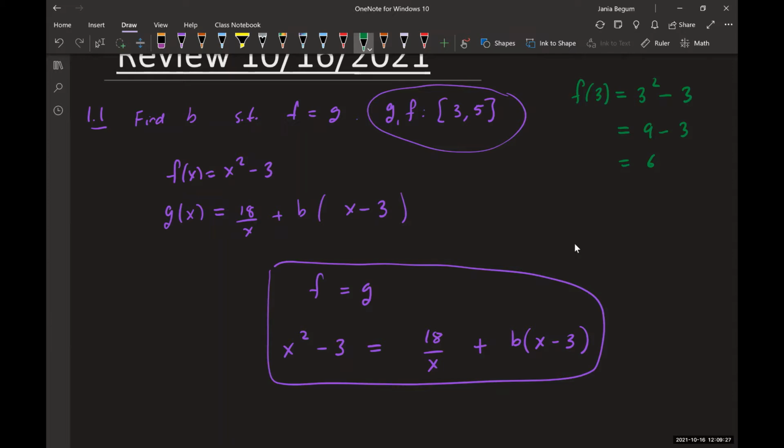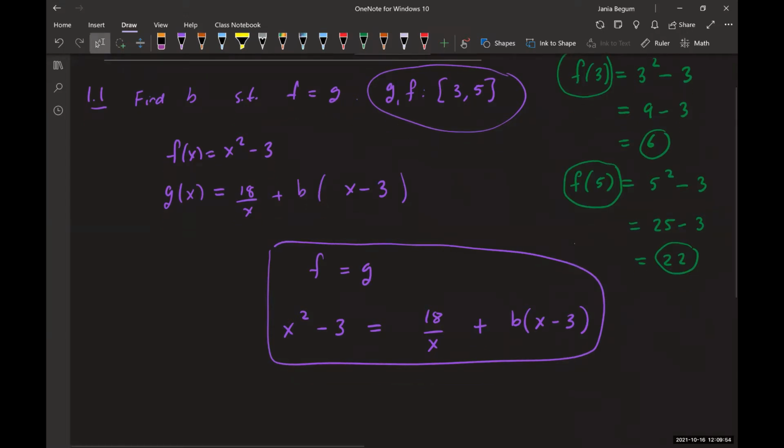Now, what is f at the last endpoint of the domain? You evaluate that, you get 5 squared minus 3, which is 25 minus 3, and that will be 22. So these are the function values at the endpoints of the domain. Now let's evaluate g at the same domain. For g of 3, we have 18 over 3 plus b times 3 minus 3.